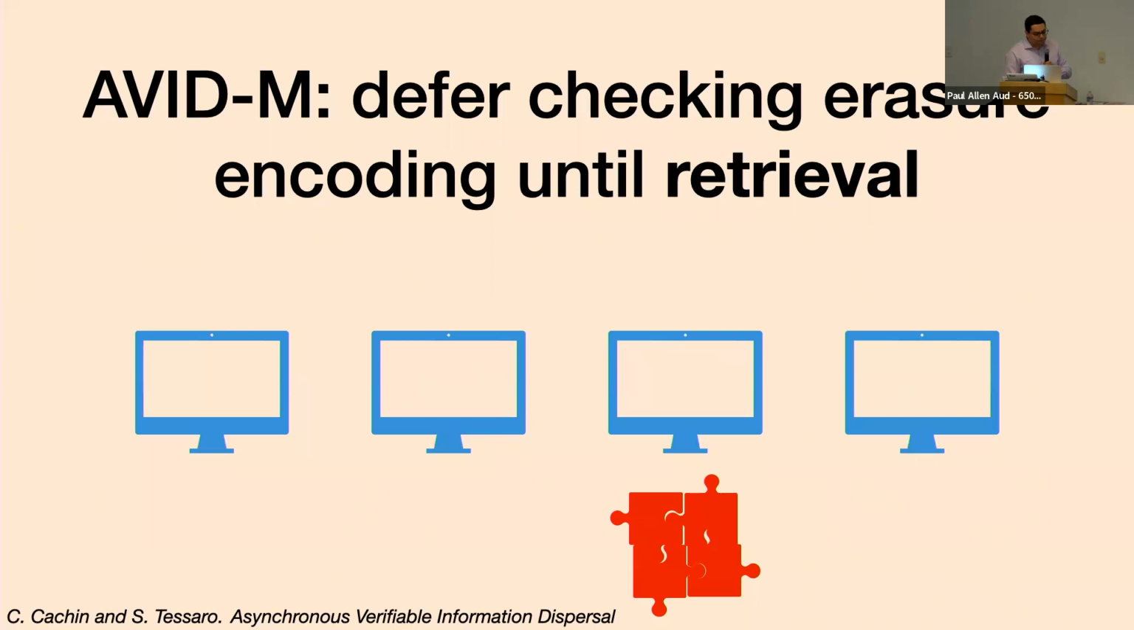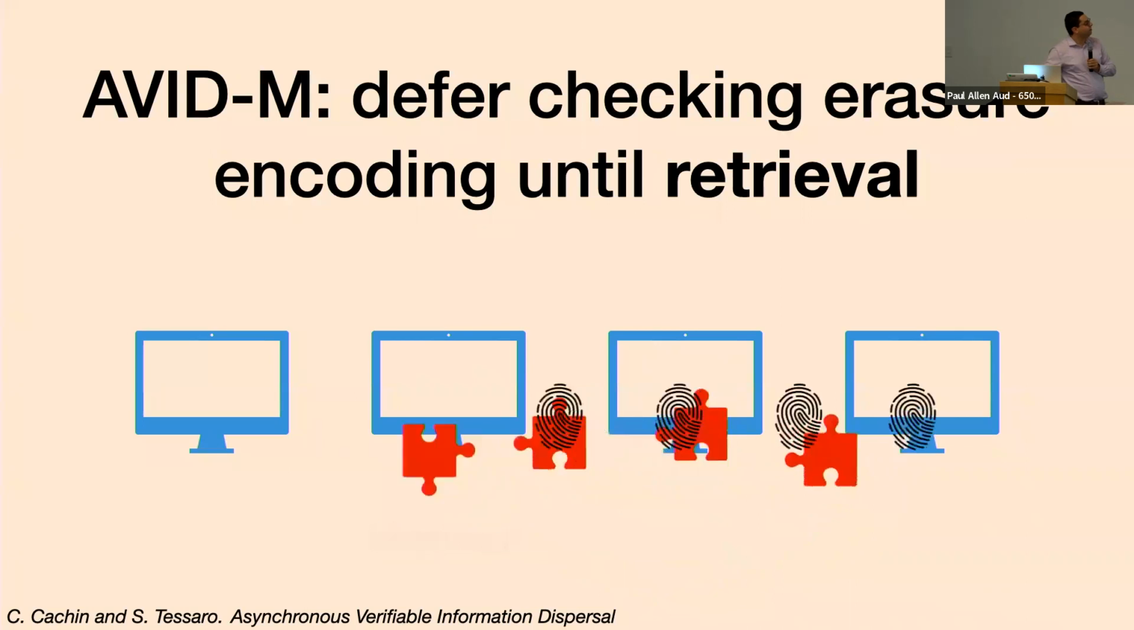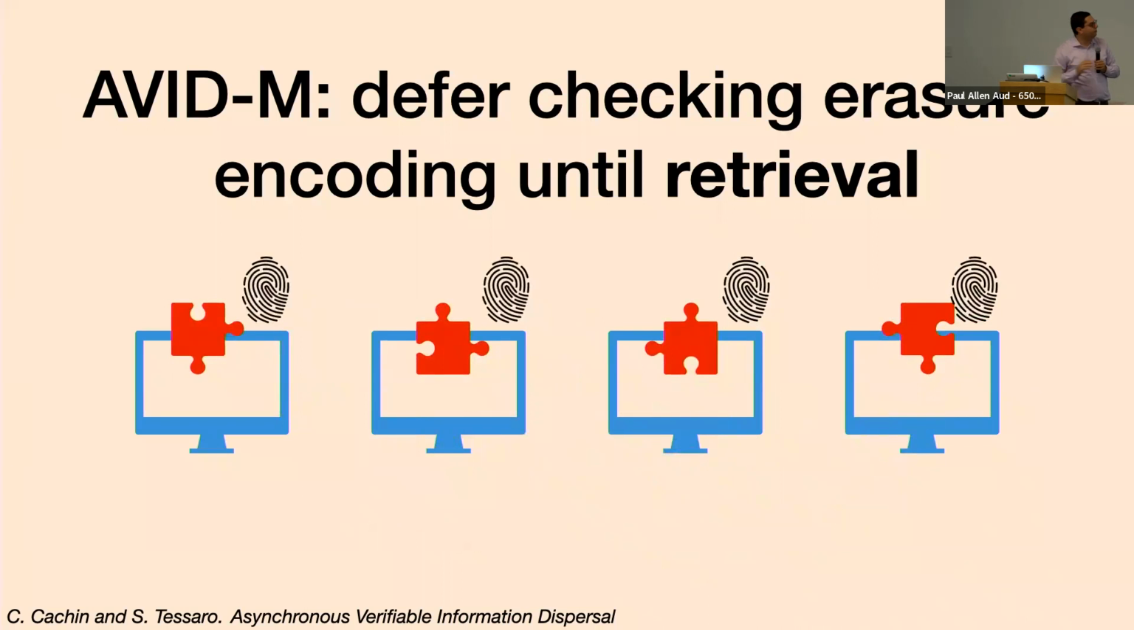So in AVID-M, the node that is dispersing the block constructs a Merkle tree out of those chunks, and it includes a Merkle root for the set of encoded chunks with every chunk that it sends to the nodes. So now every node has an encoded chunk and a Merkle root, and a proof, of course, that this chunk belongs to that set.